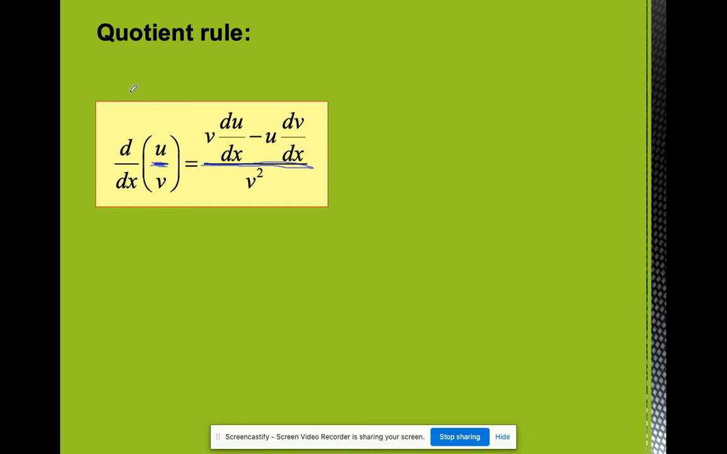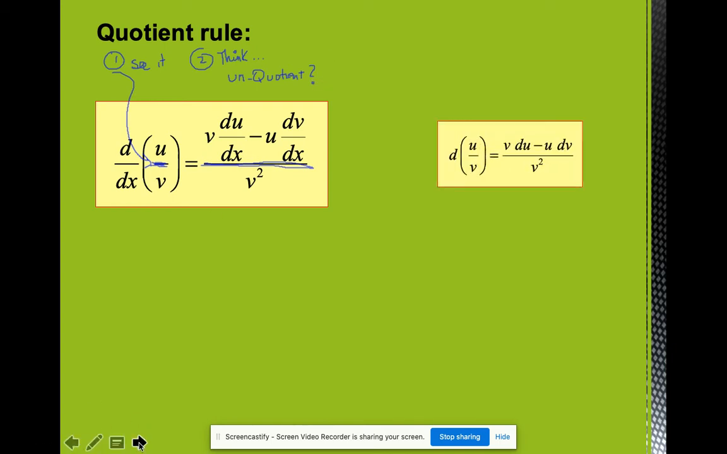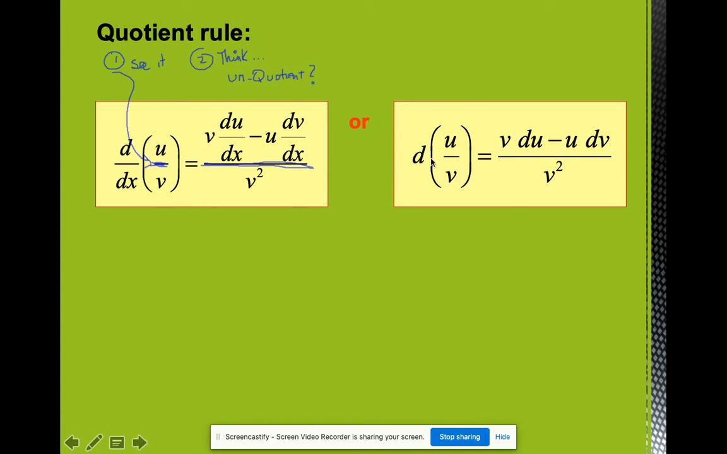I've used it plenty of times, but let me tell you that step one is seeing the quotient. And just like the product rule, but sometimes even more important, think, do I have to use the quotient rule? Can I unquotient first? Those are my decision-making processes. Here's me writing without the dx's. I've just gotten rid of the dx's.